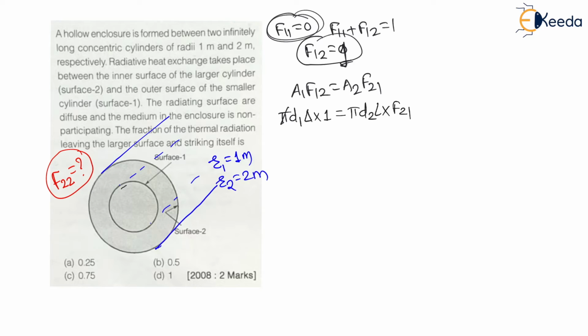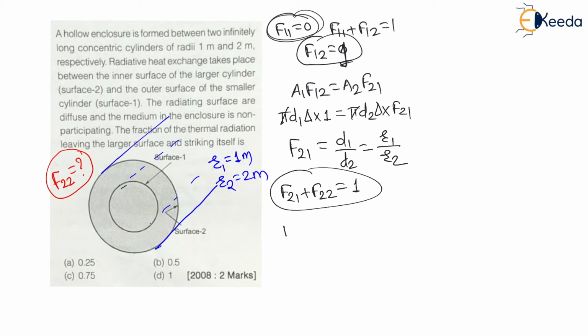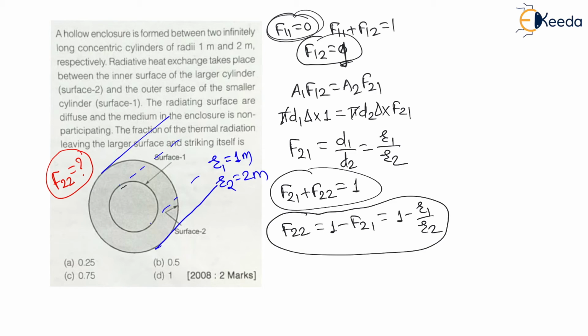Therefore, here pi and length will get cancelled. Therefore, F21 will be equal to d1 divided by d2, can be written as r1 divided by r2 also, right? Again, use the addition rule of view factors. Therefore, F21 plus F22, the summation of all shape factors is equal to 1. Therefore, this F22 is equal to 1 minus F21, which is equal to 1 minus r1 divided by r2. And in examination, from this formula you have to solve this question, right?